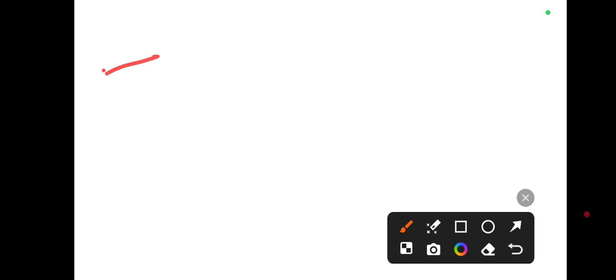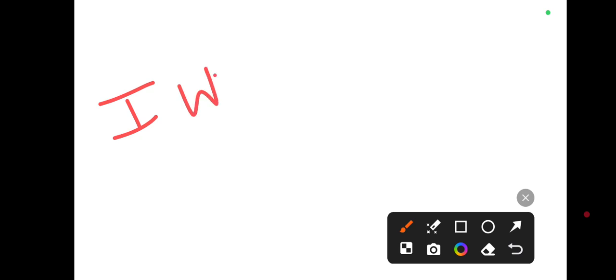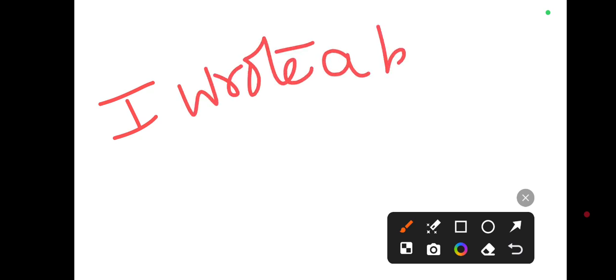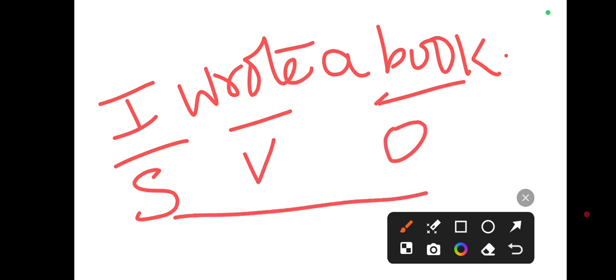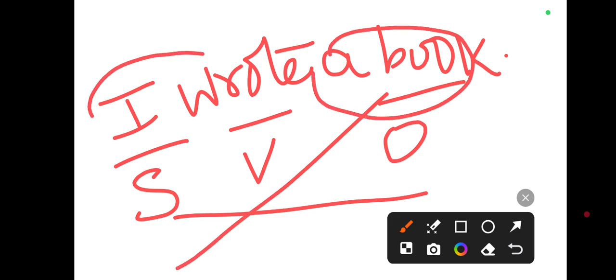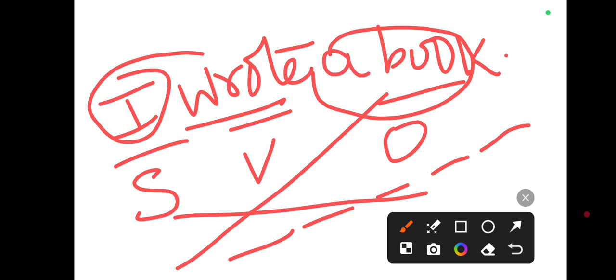Example: I wrote a book. How to change this sentence? First of all, this is active voice, right? Why active voice? This is a subject, this is a verb, and this is the object. First rule says that I have to change the place of the object and subject. So I change. Second rule says that here five things you have to follow. What are these forms?